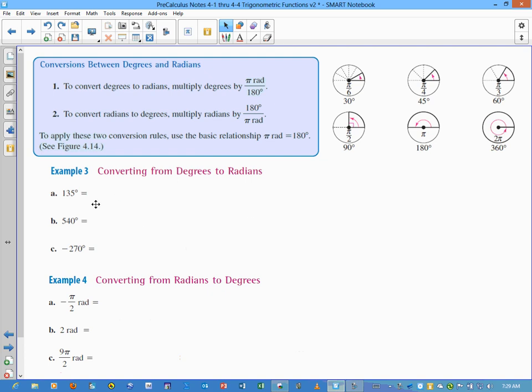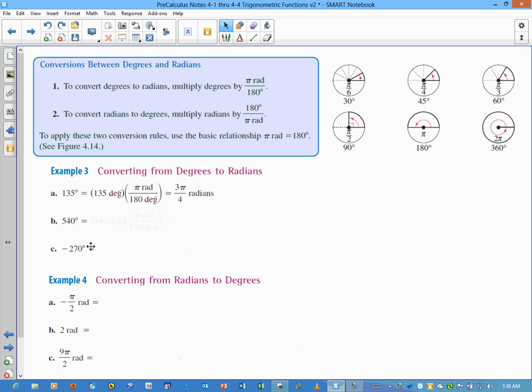our conversions here. So if we have 135 degrees and we want to go from degrees to radians, then degree is what I want to get rid of, so that would be the one in the denominator. So I multiply that by pi over 180, the degrees cancel out, which leaves everything in terms of radians. The rest of the examples are the same way.